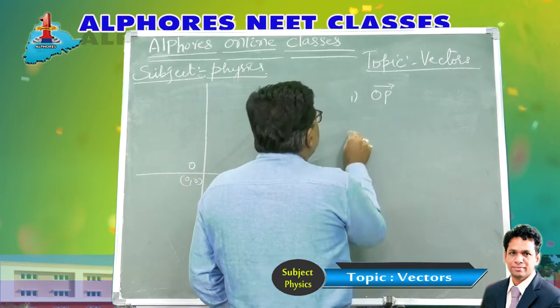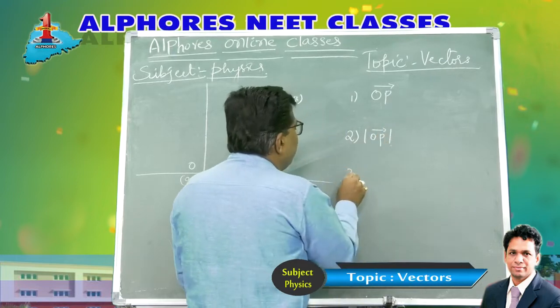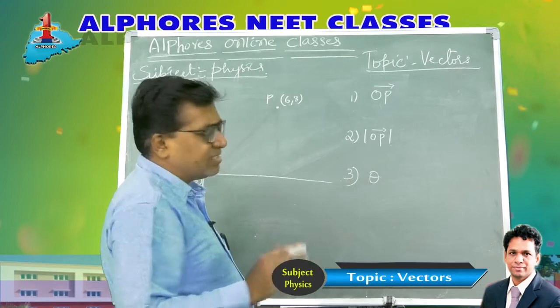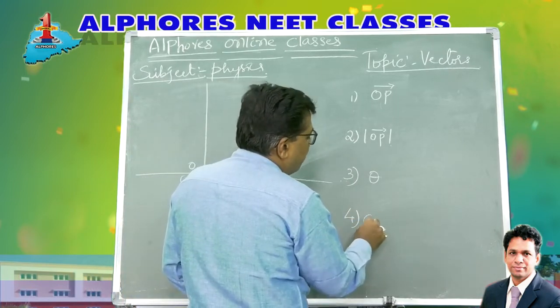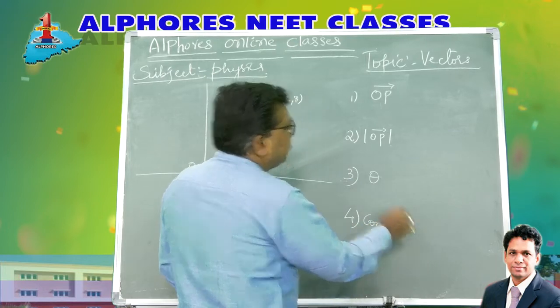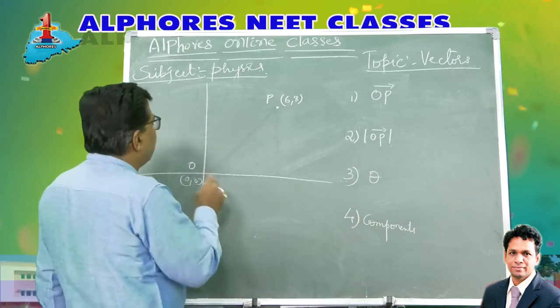First question: what is the magnitude of this vector OP bar? Second, the angle made by the vector with the positive x-axis. Certainly it is with the positive x-axis. Fourth, he may ask you to find the components along x and y direction. He can ask you any question. Simple question, right?